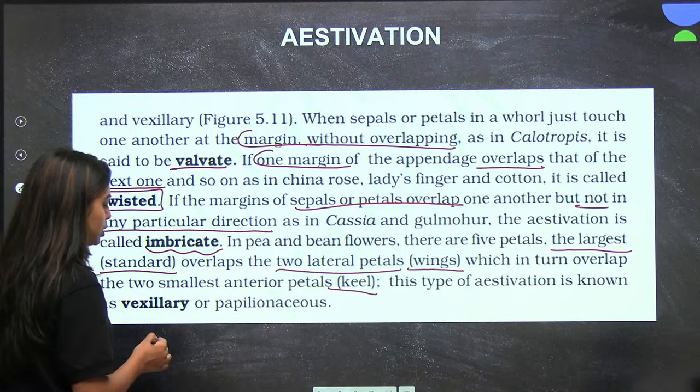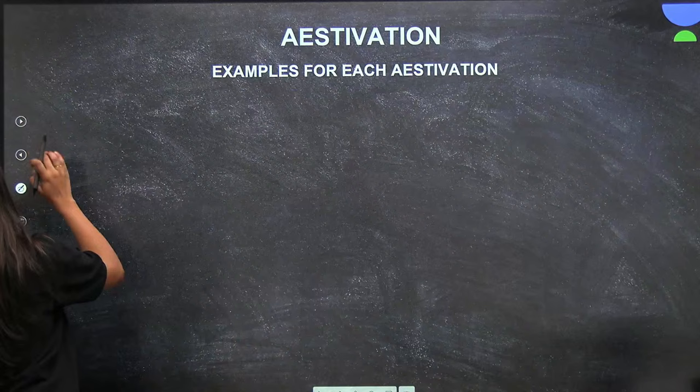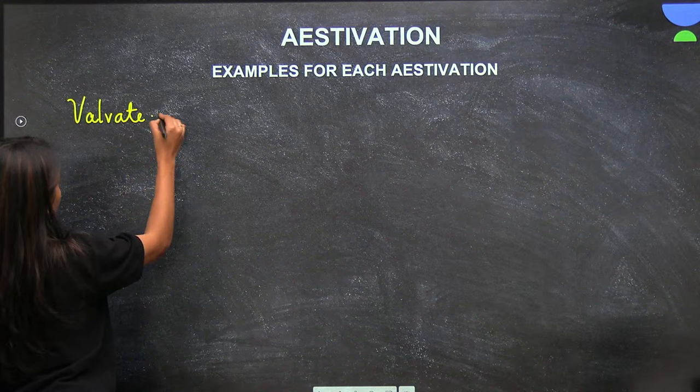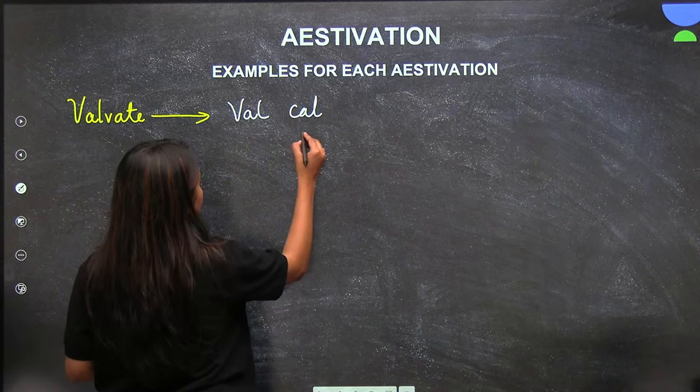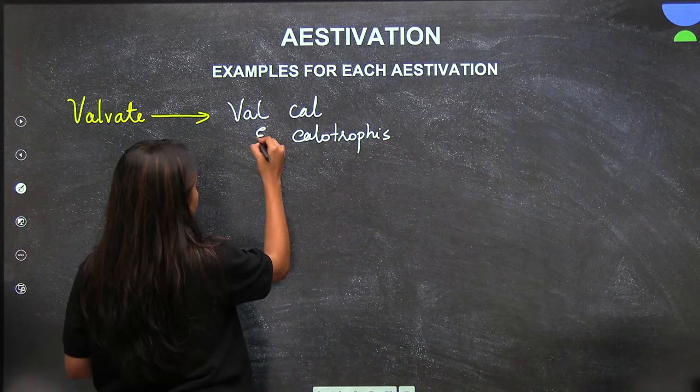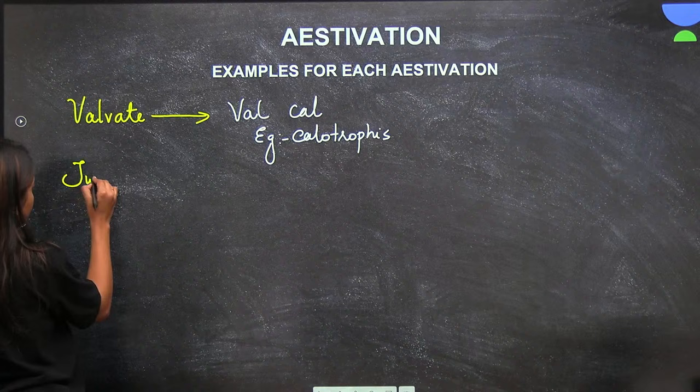Yes? Okay. Now we'll try to remember the examples. Valvate, example is Calotropis. This is the example. Are you all following?